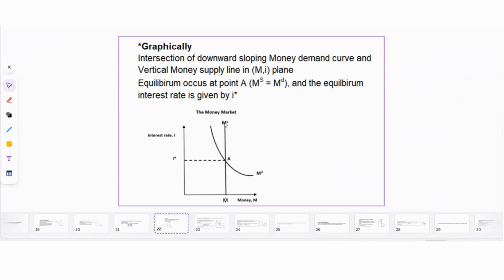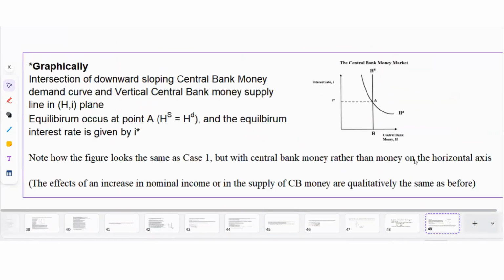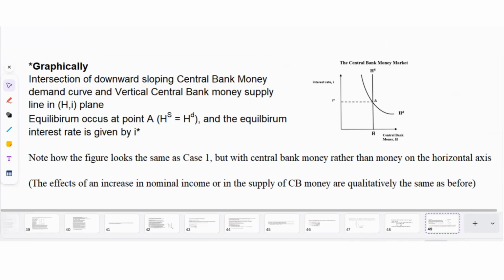Instead of MS, we have HS now. Instead of MD, we have HD, and here we're talking about central bank money, right? So the figure looks the same as case 1, but with central bank money rather than money on the horizontal axis. Instead of MS, we're looking at HS. Instead of MD, we're looking at HD. Right, and the effect of an increase in nominal income or an increase in the supply of central bank money are qualitatively the same as before.